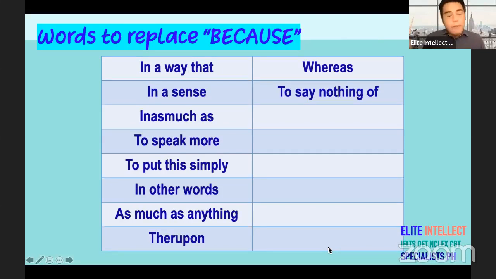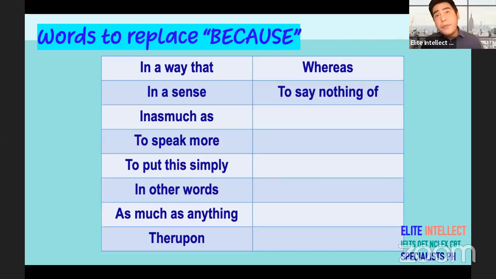Okay, because it's one of the words that have been used and abused on the exam. Instead of trying to say because too many times, you can say in a way that. I love spending time with my family in a way that, okay, that sounds better, right? Instead of saying I love spending time with my family because, I love spending time with my family in a way that, okay? In a sense, right? I love helping the community. In a sense, it is a way for me to also give back to the things that I am receiving, right?